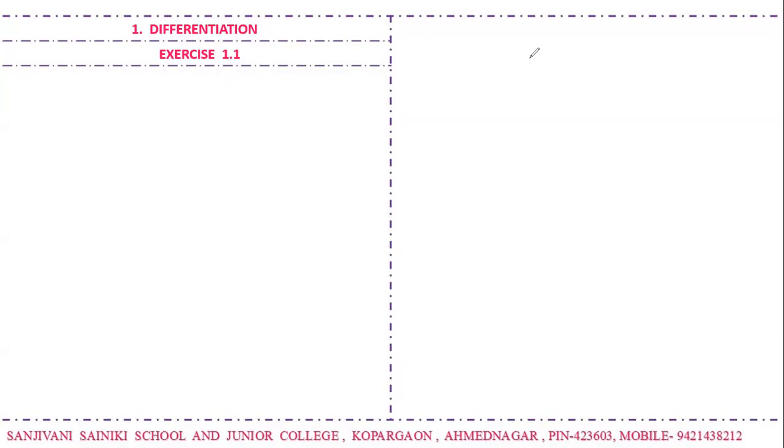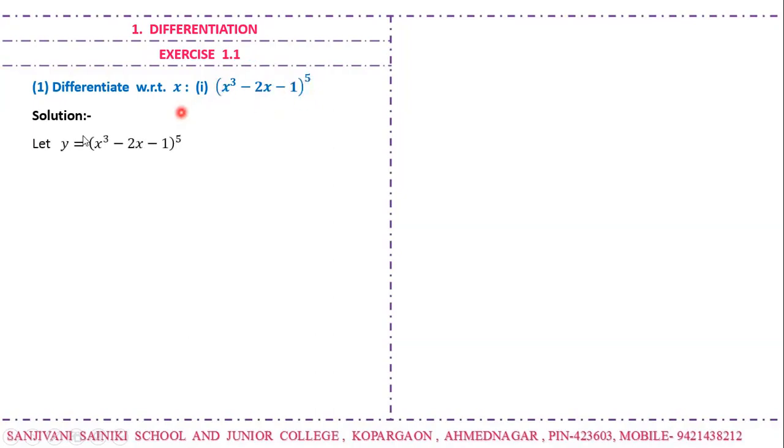Today we will solve examples from the chapter differentiation in that exercise 1.1. The first example is differentiate with respect to x (x cube minus 2x minus 1) bracket raised to 5. We have to differentiate this function with respect to x. Let y is equal to (x cube minus 2x minus 1) bracket raised to 5.